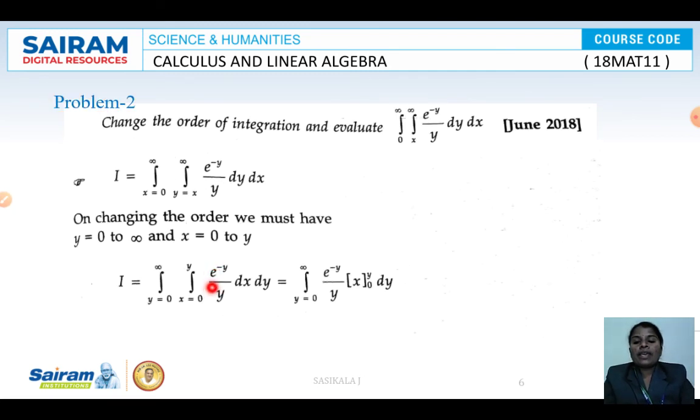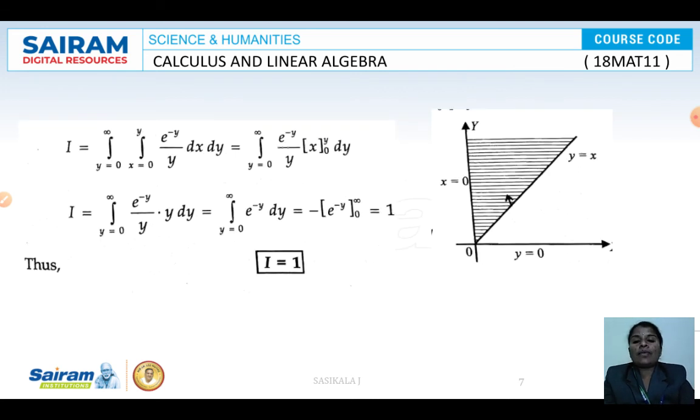So now e power minus y by y into dx dy is equal to the integration with y varying from 0 to infinity of e power minus y by y. Integration with respect to x is x, right, with respect to dx, from 0 to y. So y will get cancelled. I have only e power minus y. I will get integration from 0 to infinity of e power minus y dy, which is equal to minus e power minus y from 0 to infinity, which is equal to 1.